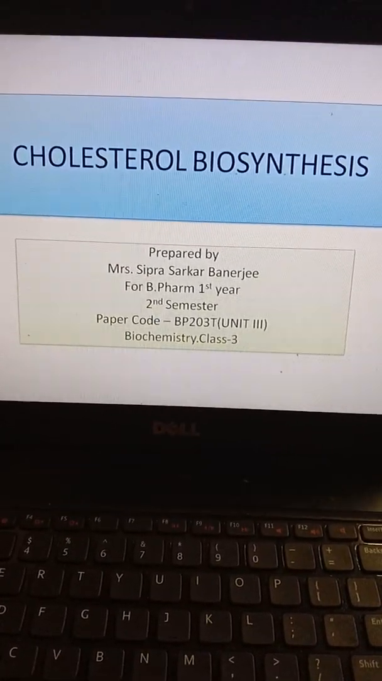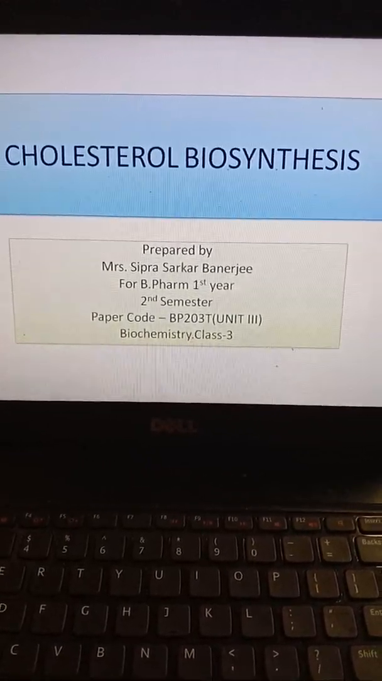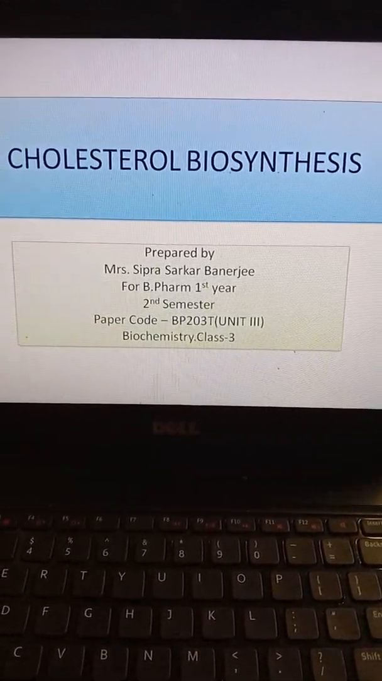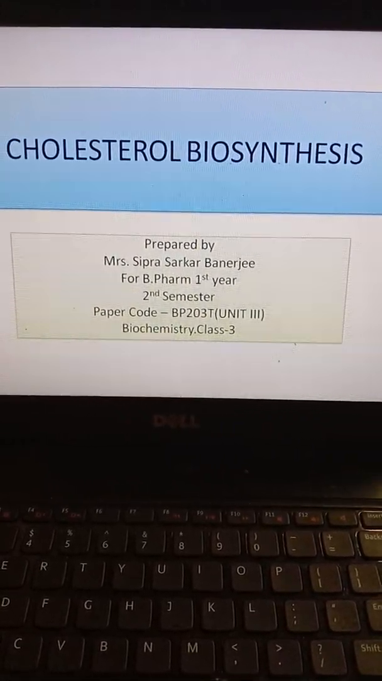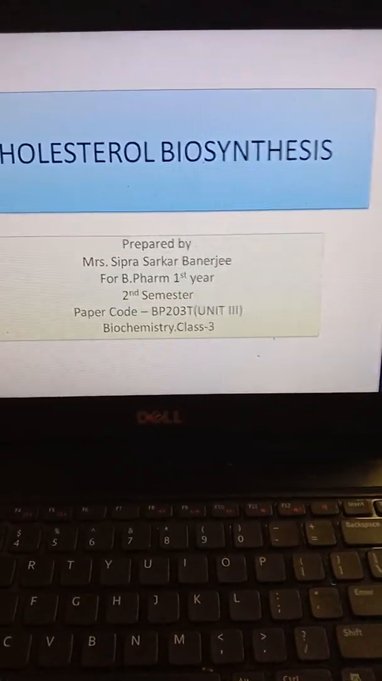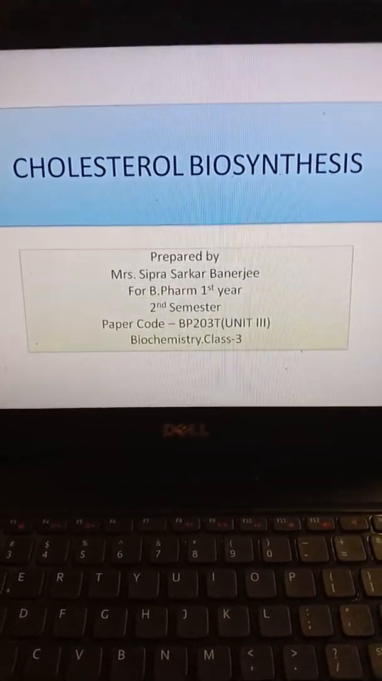That is the class of Unit 3, Class 3. Yesterday we discussed lipid metabolism part 1 and lipid metabolism part 2. Now we are going to the cholesterol biosynthesis, which comes from lipid biosynthesis.